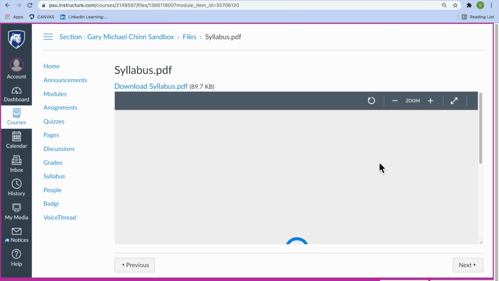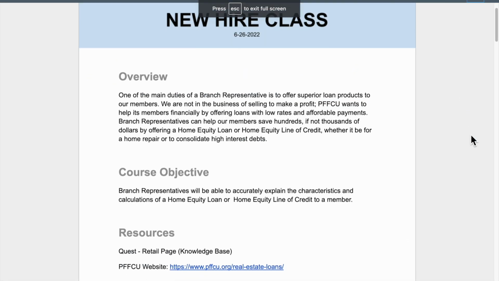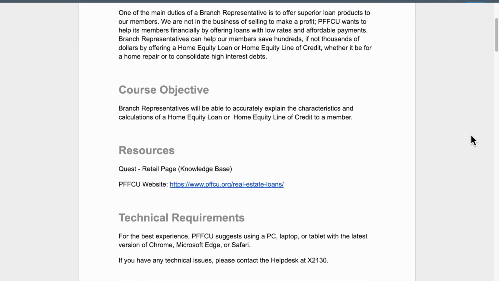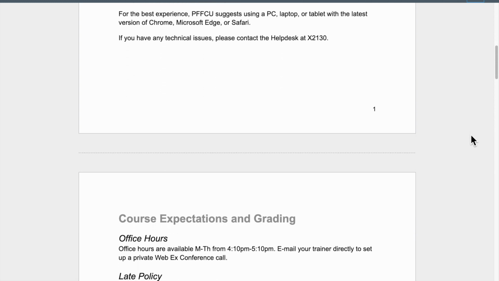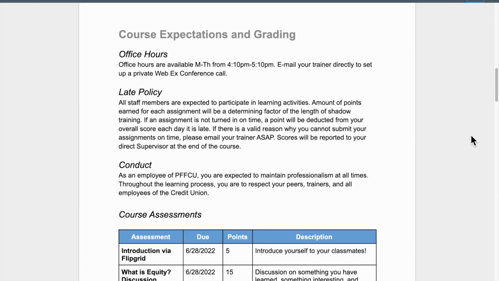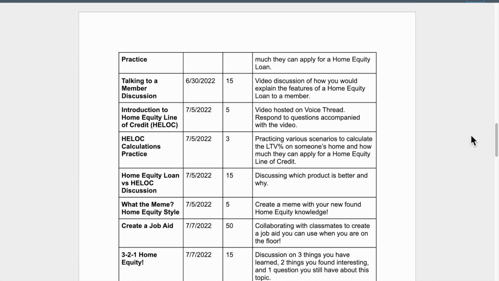The next page is the syllabus that has a detailed outline of what to expect from the class, objectives, resources, technical requirements, how they will be graded, assignments and due dates, and who they can contact for any accommodations that may be needed.